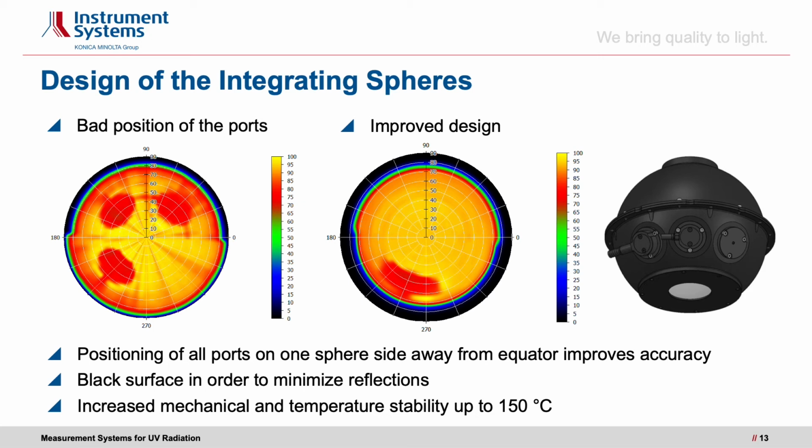radiant flux measurements. The black surface on the outer side of the sphere is there to minimize reflections for usage in the lab, and the increased mechanical and temperature stability up to 150 degrees Celsius will make these spheres also applicable in other environments.